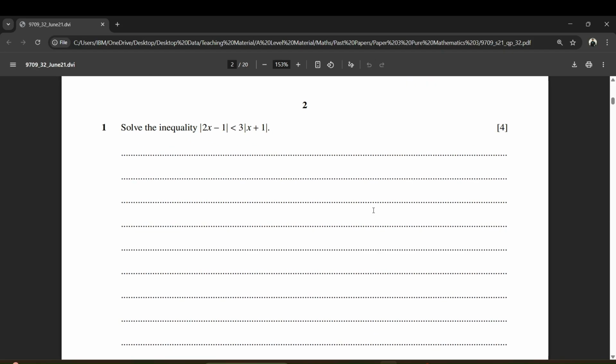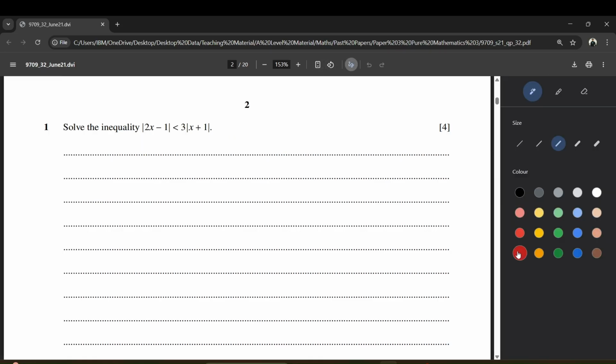All right, so question number 1 is solve the inequality modulus of 2x minus 1 is less than 3 times the modulus of x plus 1. Okay. All right, so you can notice that there is modulus on both sides of the inequality. So here what we do is there is modulus on both sides, so we will square both sides.